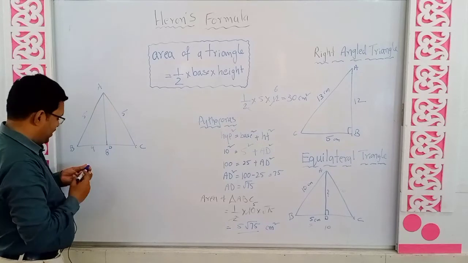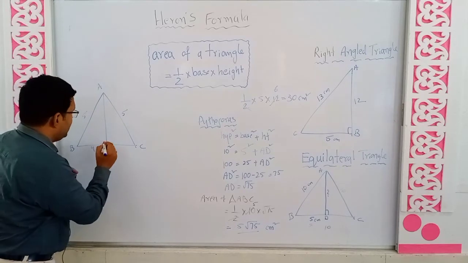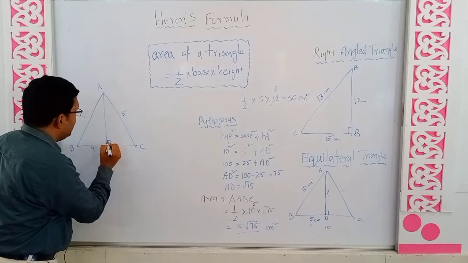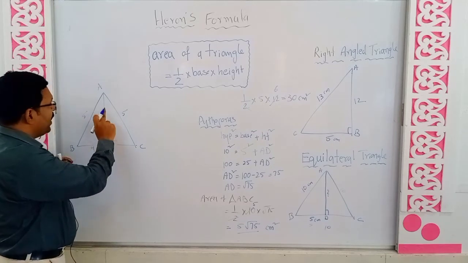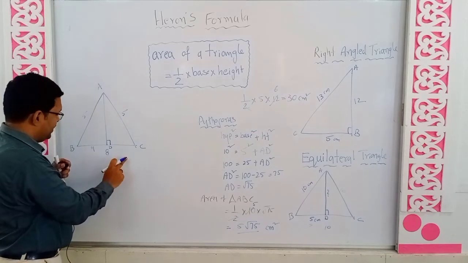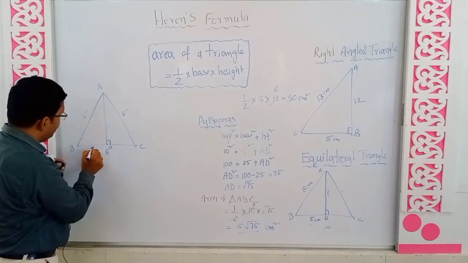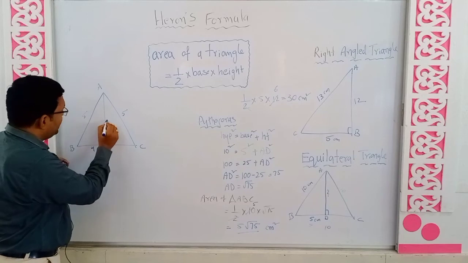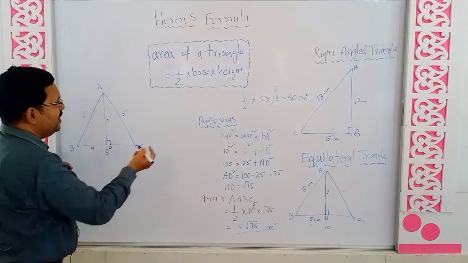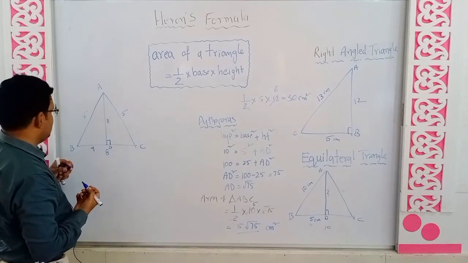When you draw a perpendicular, this particular perpendicular will bisect the angle as well as the side. That's why it is 4 here. So 4 here, 5 here, and 4 here. Then how are we going to find out the height? Again the same Pythagoras formula.